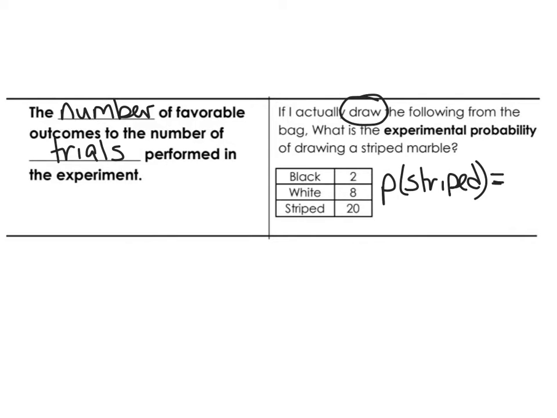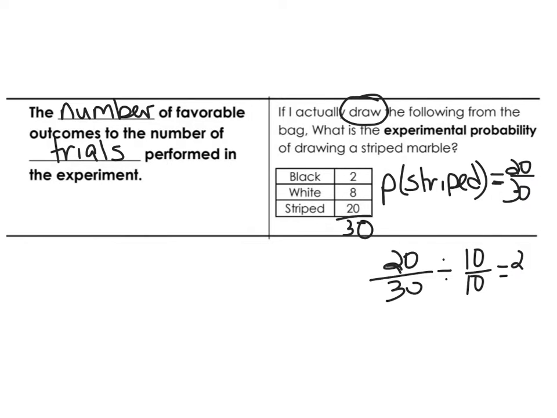So this is going to be, there's 20 striped marbles out of how many trials? Well, if you add this up, 2 plus 8 is 10, plus 20 is 30. So that's going to be 20 out of 30. Well, 20 out of 30, you divide by 10. That's going to give you 2 out of 3. So the experimental probability of getting a striped marble is going to be 2 out of 3.